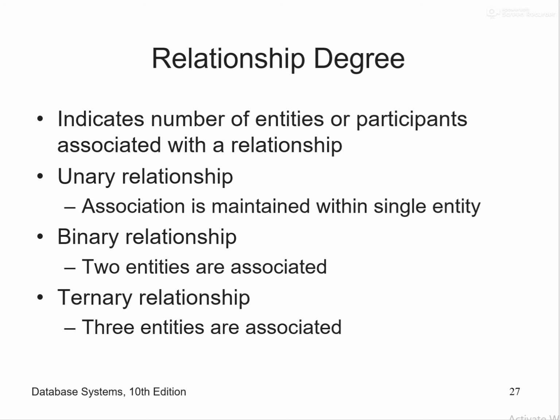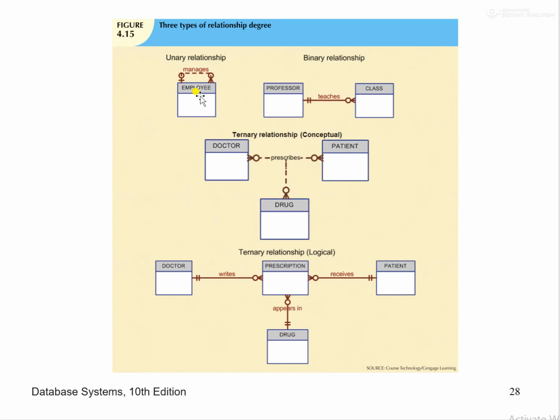Then comes relationship degree, which shows the number of entities that are participating in a given relationship. So we can have a relationship degree as unary, binary and ternary. Unary means only a single entity is in a relationship with itself. Binary means there are two entities that are in a relationship, and ternary means three entities are associated in a relationship. Here we have an example like employee manages employee.